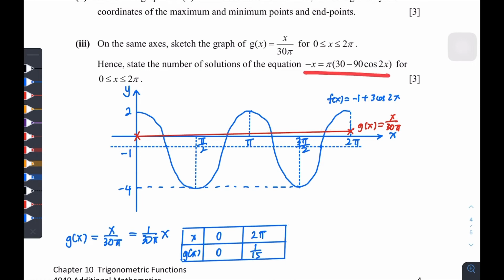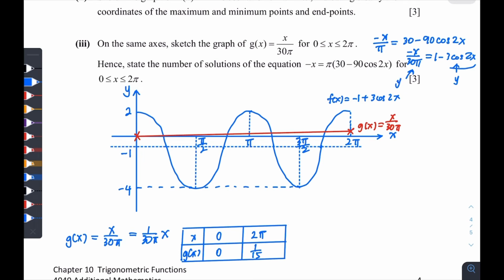For this one, we just need to rearrange to what we had earlier. So actually this is negative x over 30 pi equals 1 minus 3 cos 2x, after dividing by 30. So this is my original y, and this forms my another y. I have this graph drawn, and I've also drawn this graph, so it's an intersection between these two graphs, which is what we always do in E-maths.